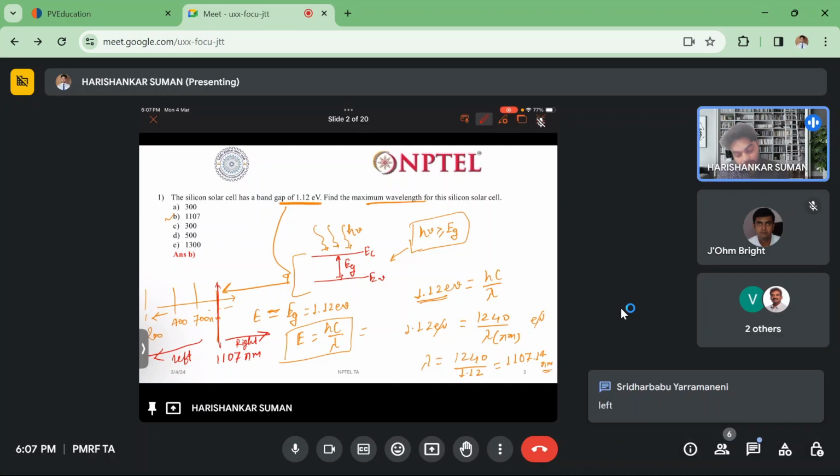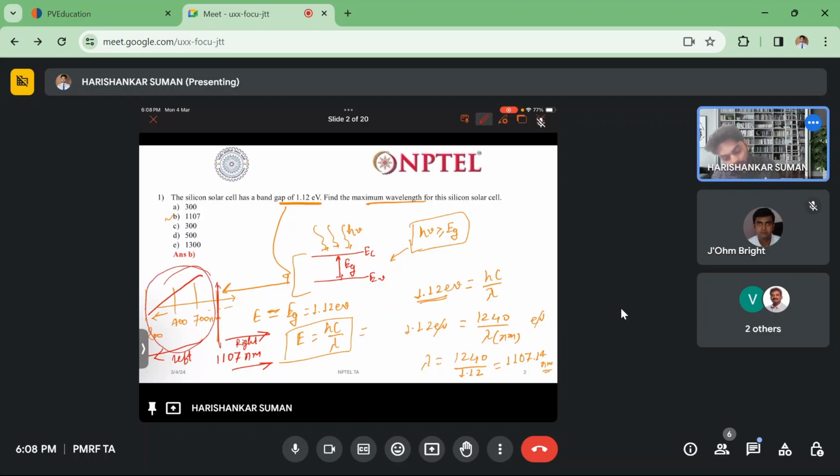Can the silicon solar cell absorb beyond this? No, because the energy is less compared to the band gap, so the material cannot absorb. So our silicon solar cell works in this wavelength range. Okay, so is this question clear? Can I move on?